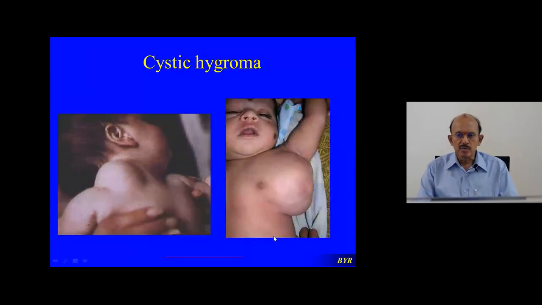So these are the examples of the cystic hygroma. They can be very large. Sometimes they will cause obstruction of labor also. So this child is having a hygroma of the neck region and this child is having a hygroma of the axillary region.